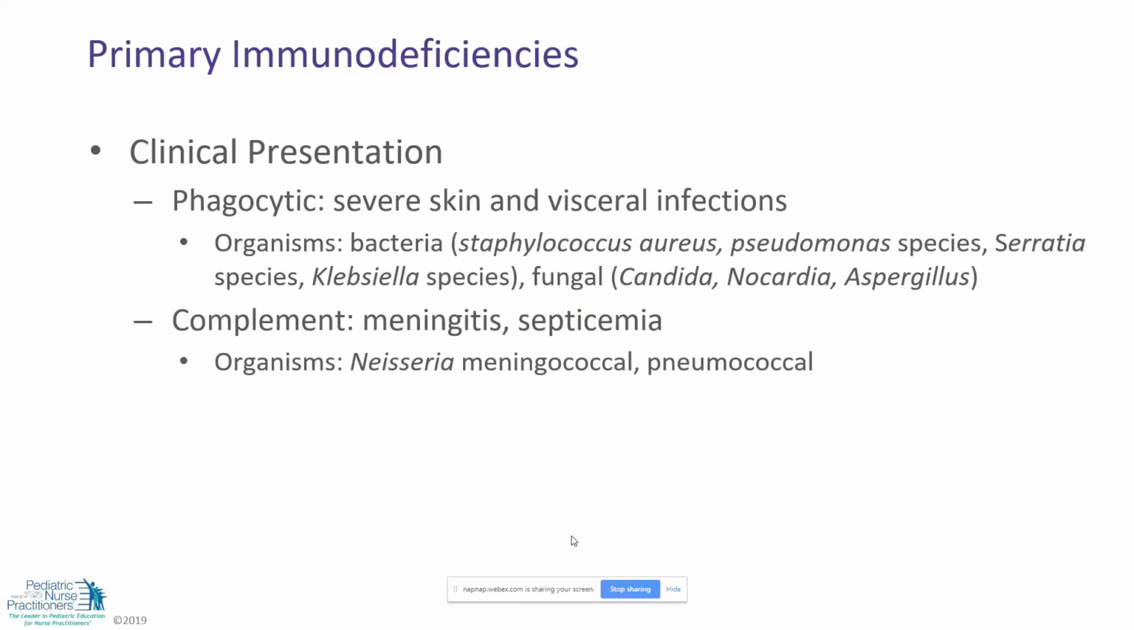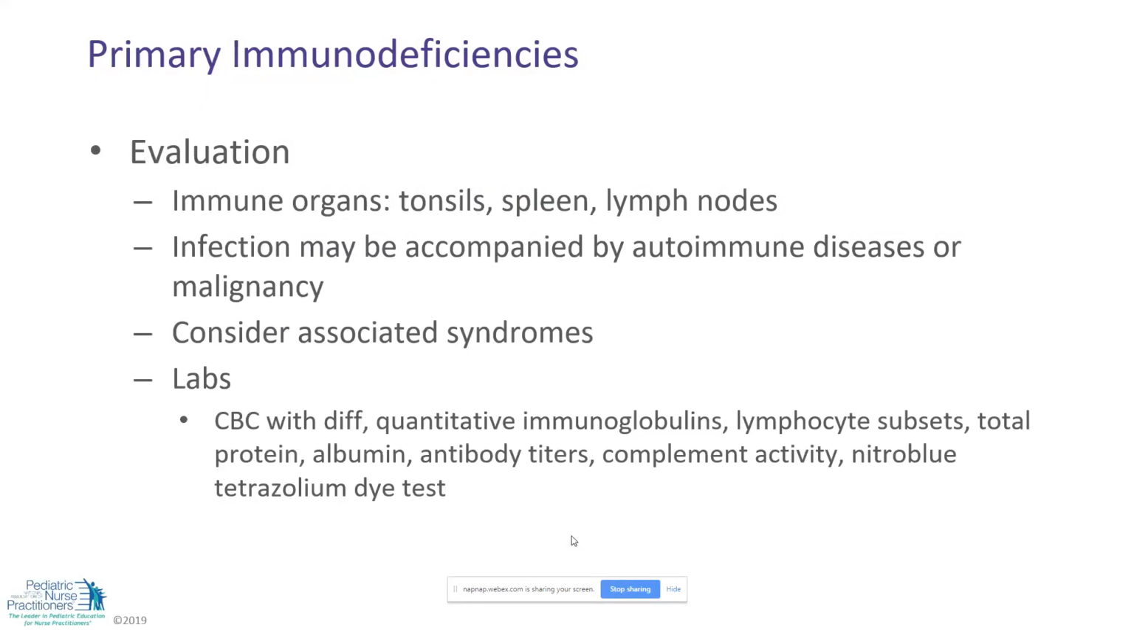So how do we evaluate a patient who has a primary immunodeficiency? Well, we want to think about their immune organs. So what's the status of the tonsils, the spleen, their lymph nodes? We also want to consider, are these infections presenting in the presence of perhaps a concurrent process? So are there autoimmune diseases? Is there a malignancy? Do they have a different syndrome that may be related? And do we need to think about that as part of our workup?